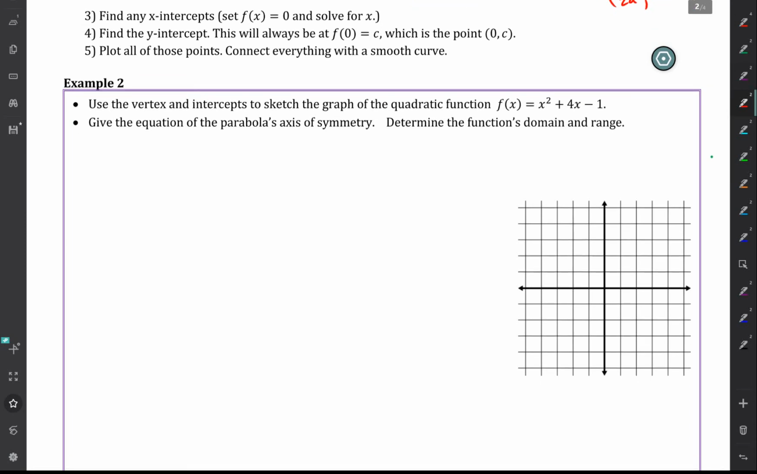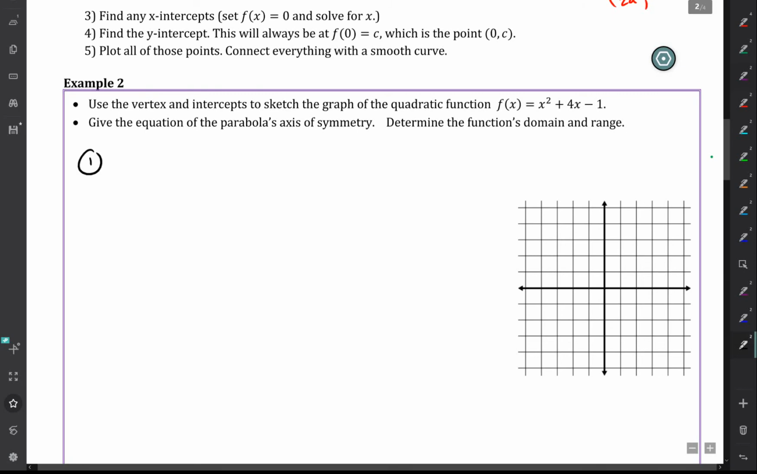First, we'll find the vertex and the intercepts for f of x equals x squared plus 4x minus 1. All right, so step number 1 is to find a. And you can do that just by looking at the equation. I know that a is 1 here, so a equals 1, which is greater than 0. So I know already that this graph is going to be a U that's facing up. It's smiling. Right?